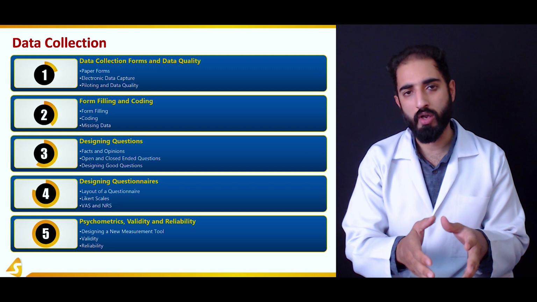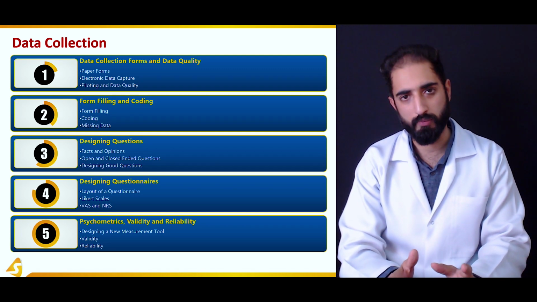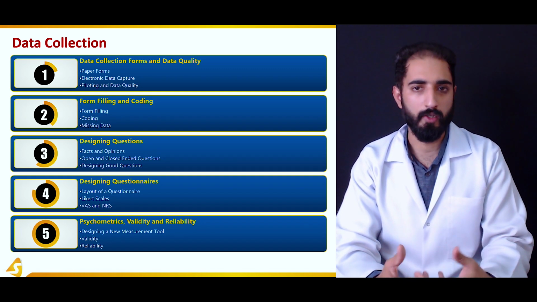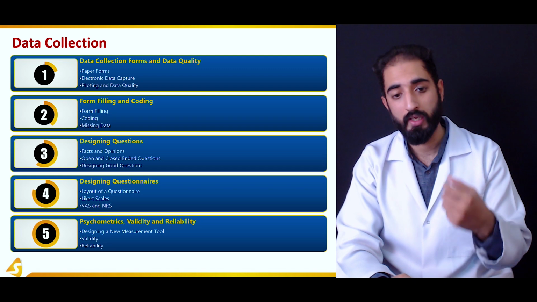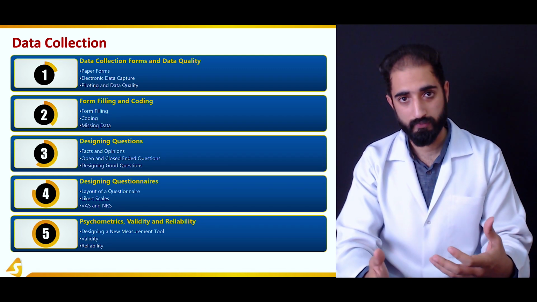At the end, we're going to talk about psychometrics, validity, and reliability of questionnaires and outcome measurement tools, in which we are going to talk about how we can design a new measurement tool and how we can check its validity and reliability and how they are important.